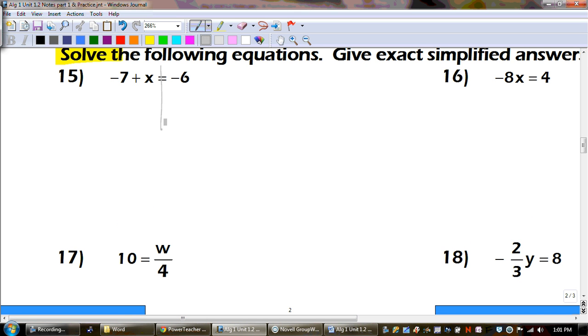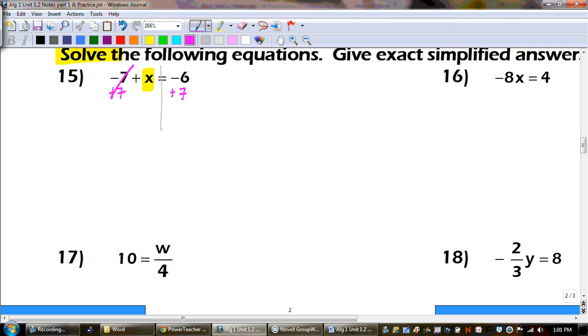Okay, so I'm going to draw the line down the middle. Where's my variable? Yeah, there it is. What's going on to our variable? Well, that's a -7. That's a -7. To get rid of a negative, we're going to do the opposite. So we're going to add 7 to both sides.